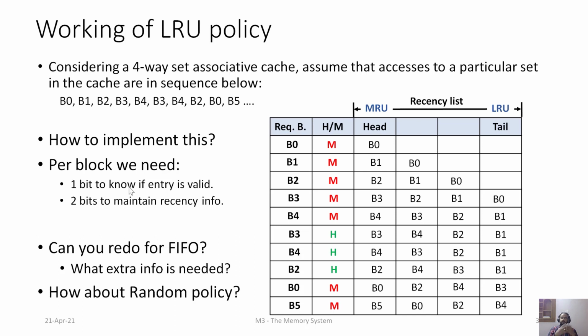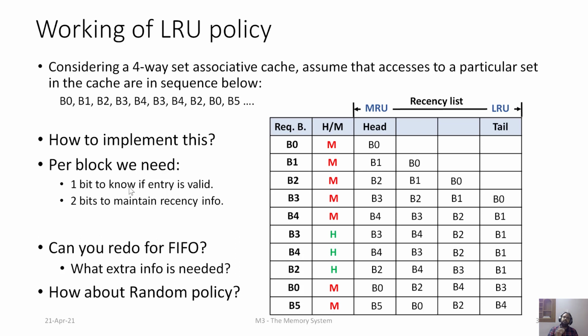And how about the random policy? Do we need to have any extra information? Of course the valid bit is needed, but do we need to have any recency info, anything like that? No, because at any given moment the cache controller will pick one of the 4 blocks at random. So we don't need any other status bits for the random policy.